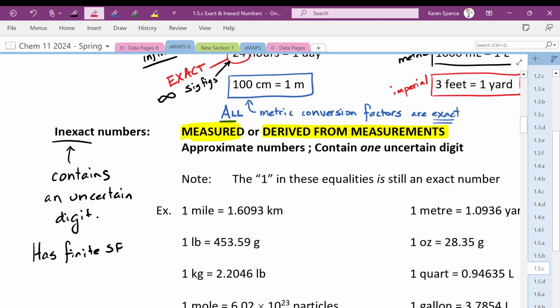So if we look over here, 1 mile, is that imperial or metric? That's imperial. Basically, if it's not a liter, meter, mole, Kelvin, kilogram or second, then it is not metric. How about our kilometers? Is that imperial or metric? Metric. When we mix the different types of units, the imperial with the metric, whichever one has a 1, that 1 is exact. Okay, the 1 is exact. But the 1.6093 is inexact.